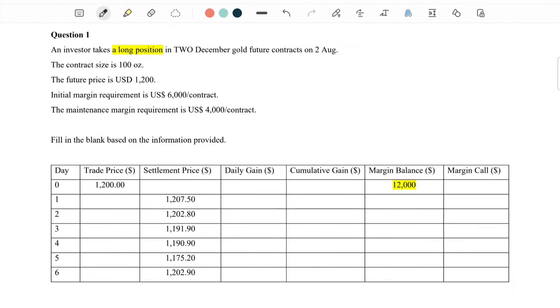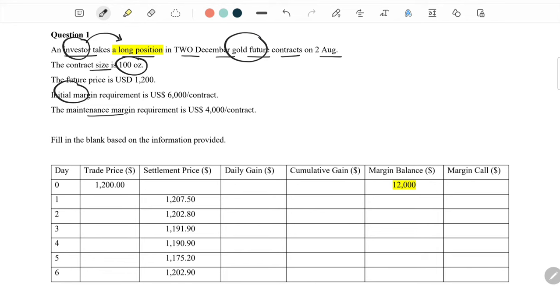In this video, I'm going to discuss questions that are related to initial margin and also maintenance margin. Okay, so let's go through the information being given here. The investor takes a long position in 2 December gold futures contracts on the 2nd of August, and each contract size is 100 ounces. So take notes. This investor is entering into a long position for 2 gold futures contracts.